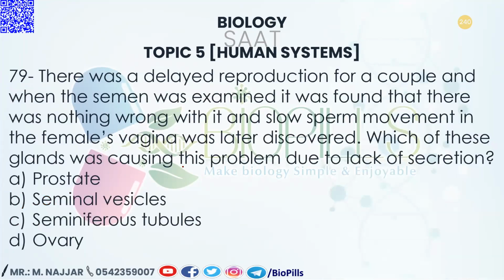Okay. 79, there was a delay in reproduction for a couple, and when the semen was examined, it was found that there was nothing wrong with it, and slow sperm movement in the female vagina was later discovered. Which of these glands caused this problem due to lack of secretion? Yes. Actually, it is the seminal vesicle, one of the most important accessory glands to the reproductive organs.